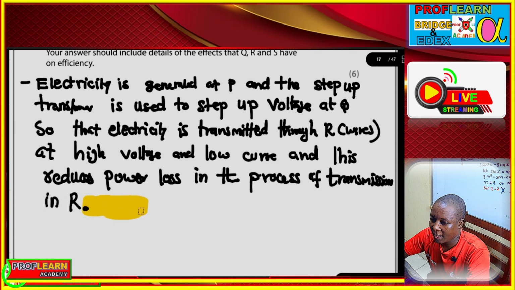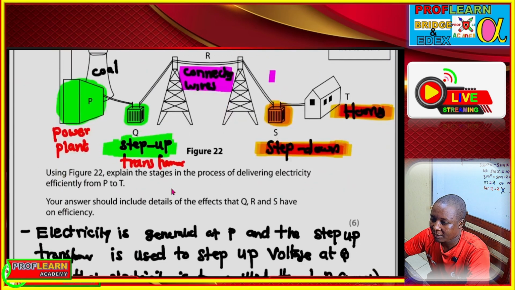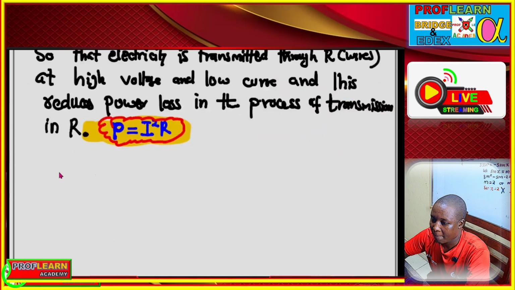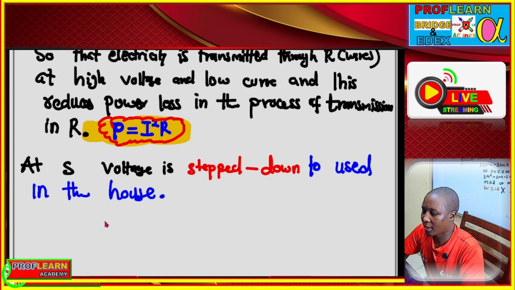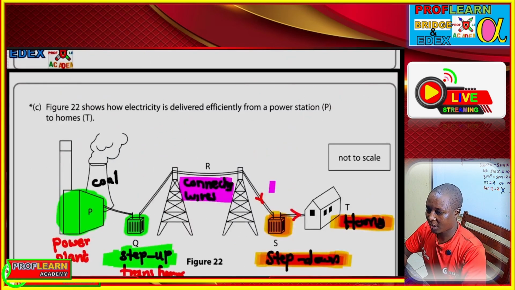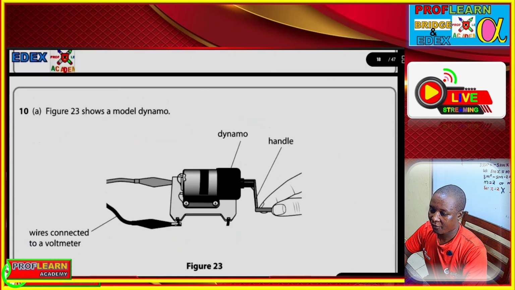In R, we know that power loss is I squared R. Then at S, voltage is stepped down in order to be used in the households. So basically those are the steps that you are supposed to state in the process of transmission.